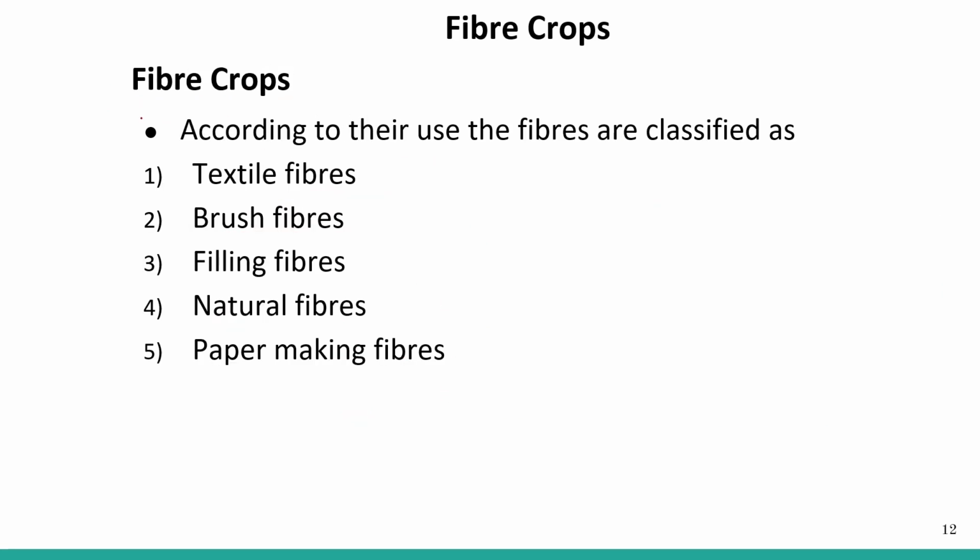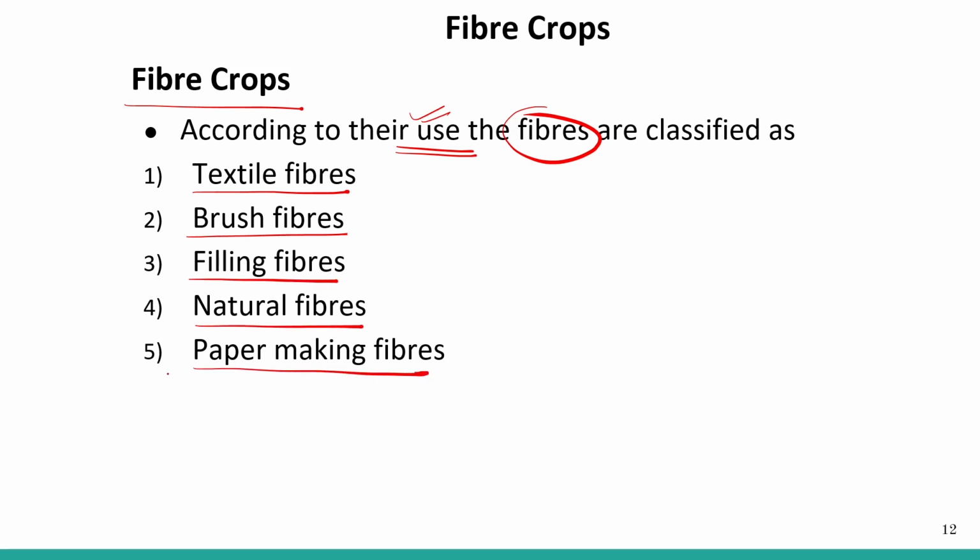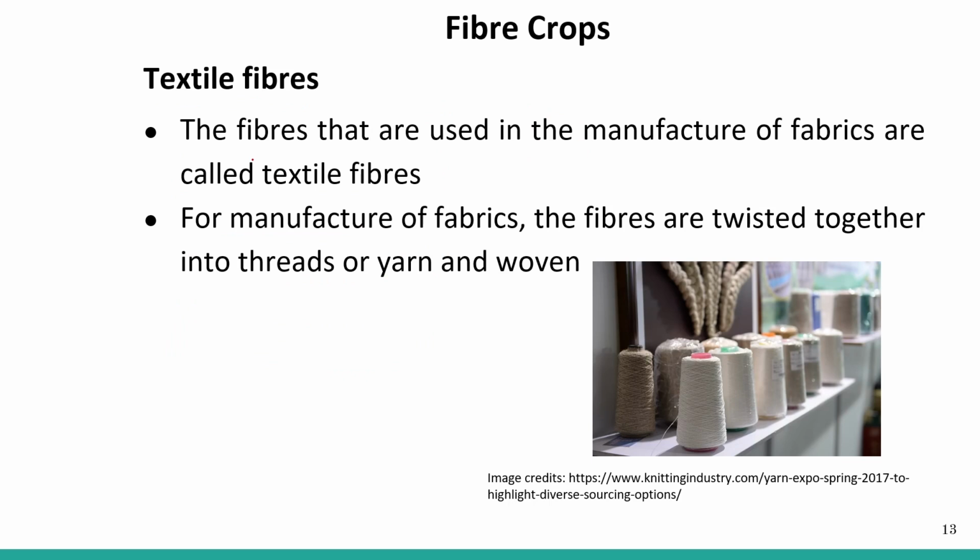Okay, so the fiber crops can be classified according to their use, how we are using which fiber. So we have textile fibers, brush fibers, filling fibers, natural fibers, and paper making fibers. So we have different fibers, right? Let us discuss. The first one is the textile fiber. The fibers that are used in the manufacture of fabrics are called textile fibers.